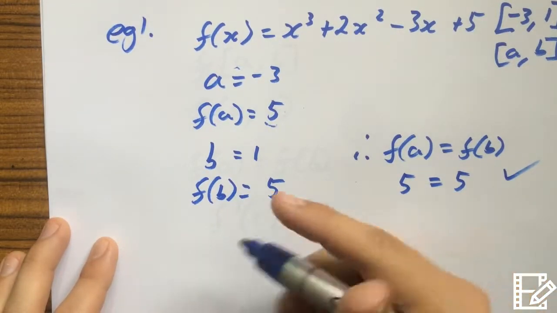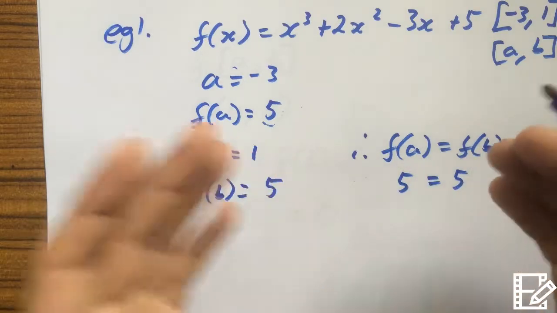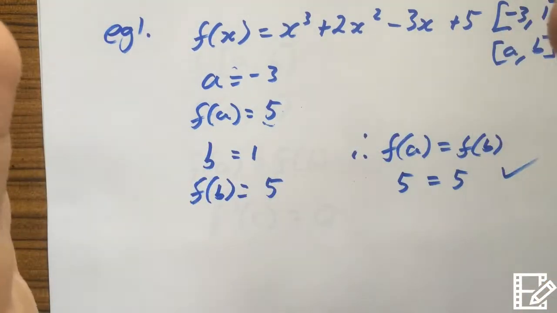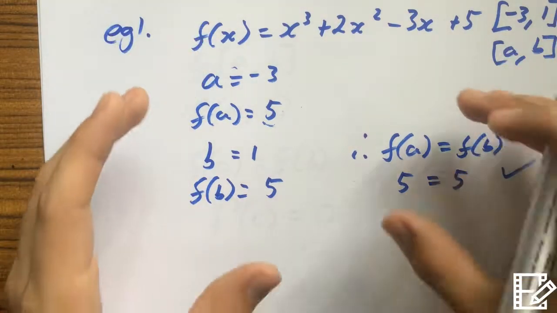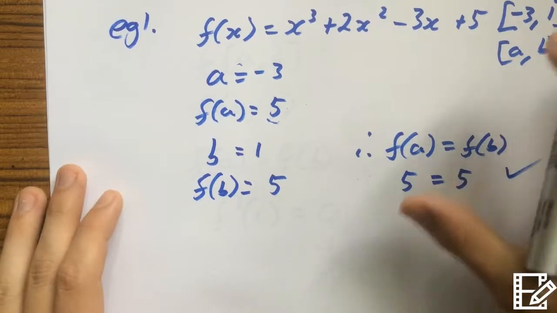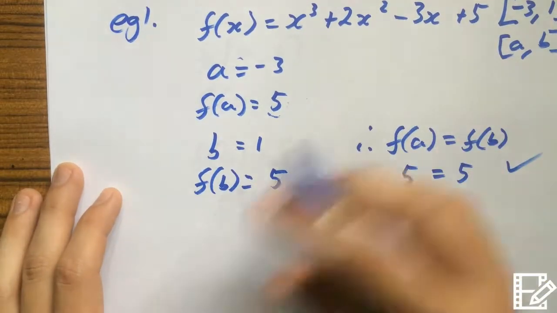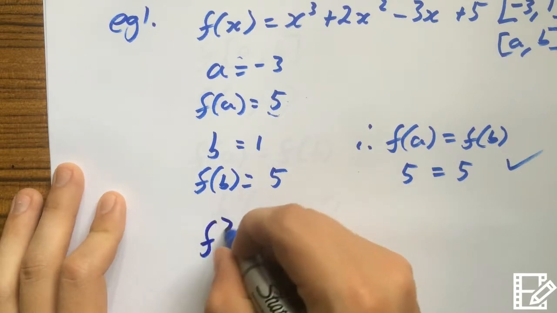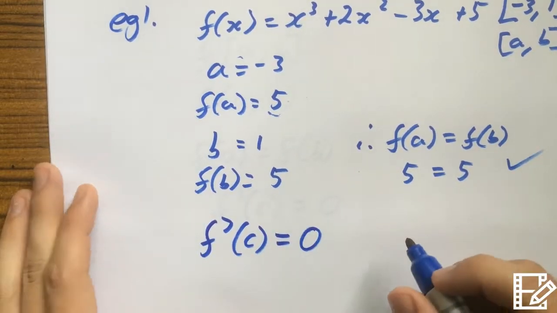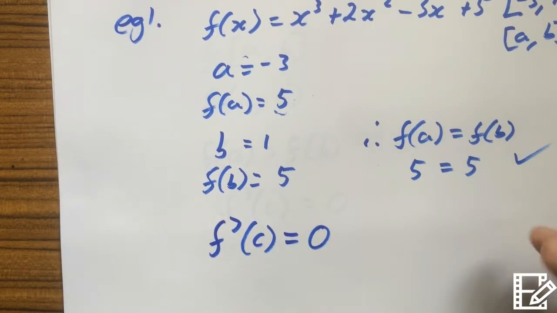Okay, so we've proven it. We've shown that the three criteria are specified as correct, so you can use Rolle's theorem. I'm not very good with English. Okay, so anyway, that means that the derivative of f at c equals 0. So the slope at point c equals 0.